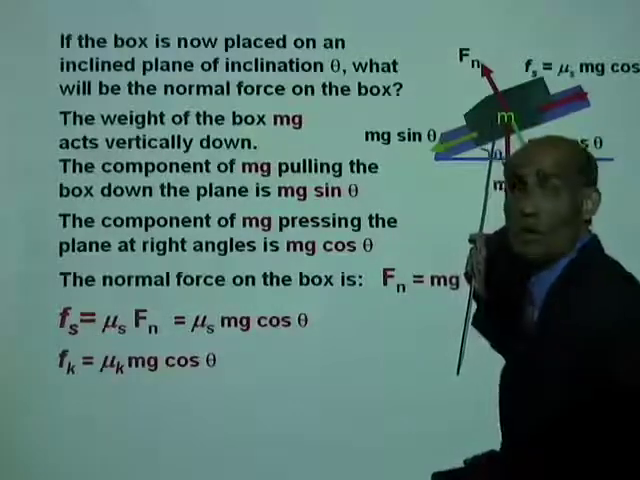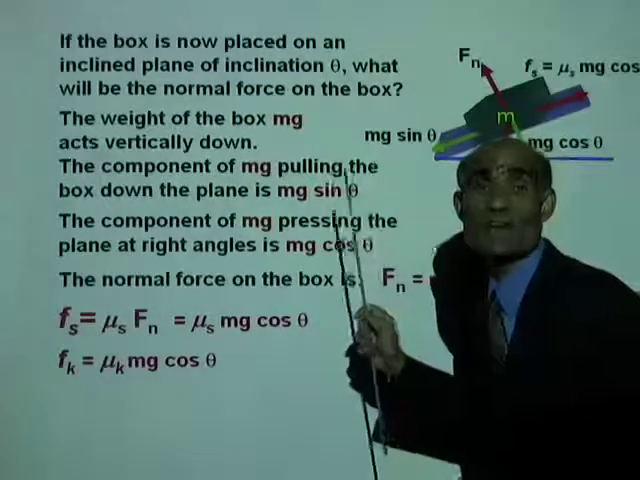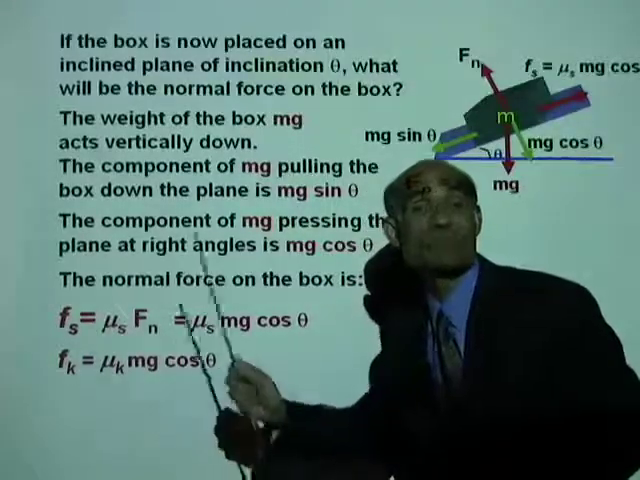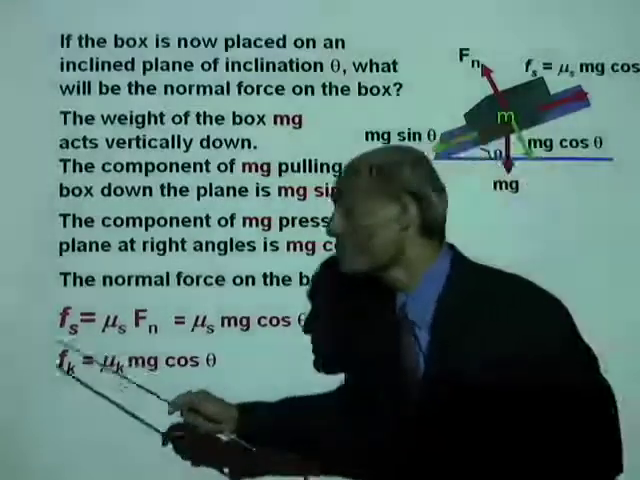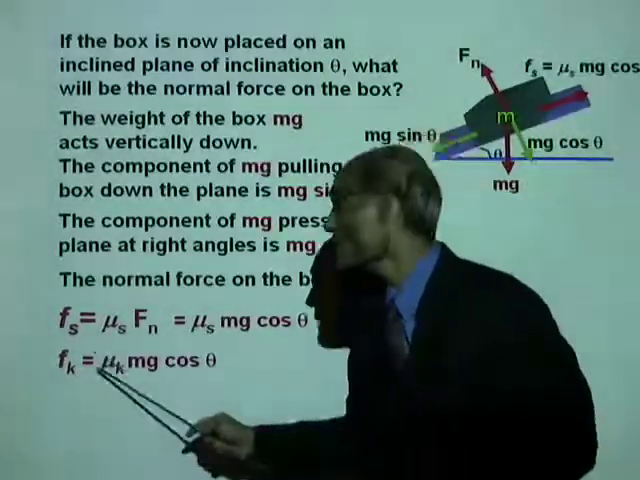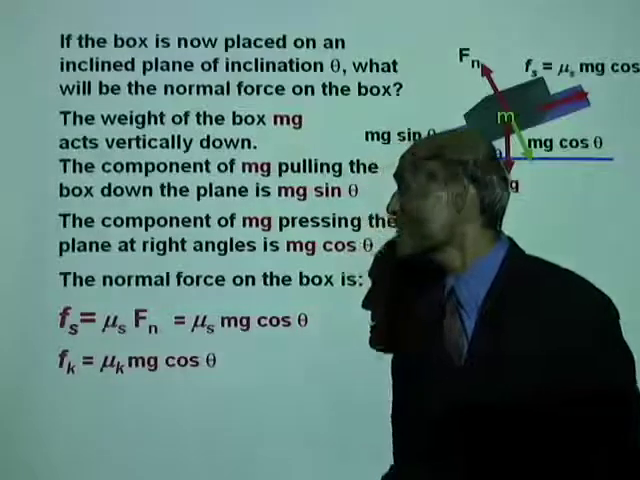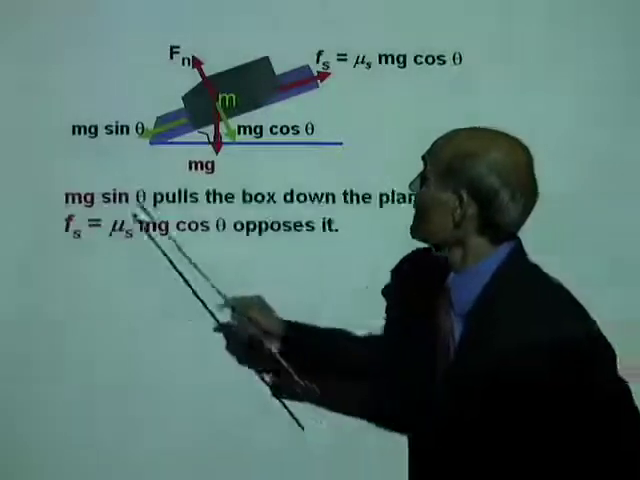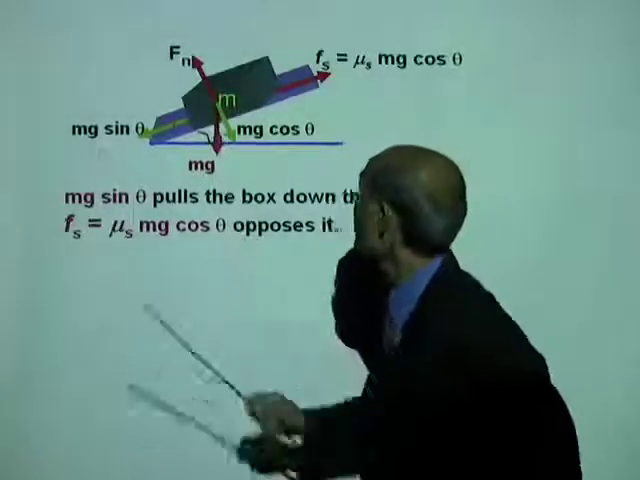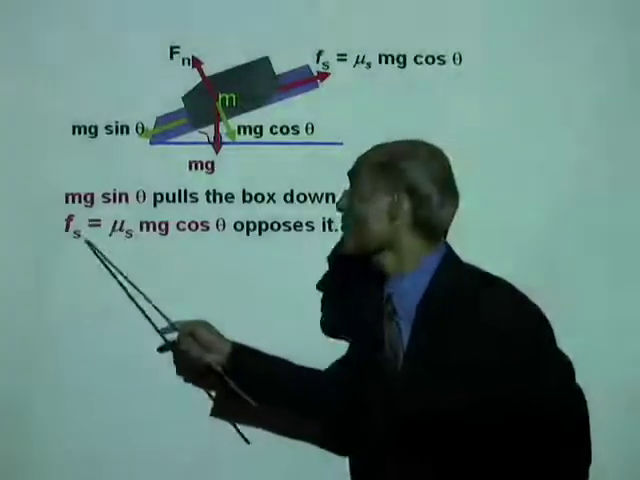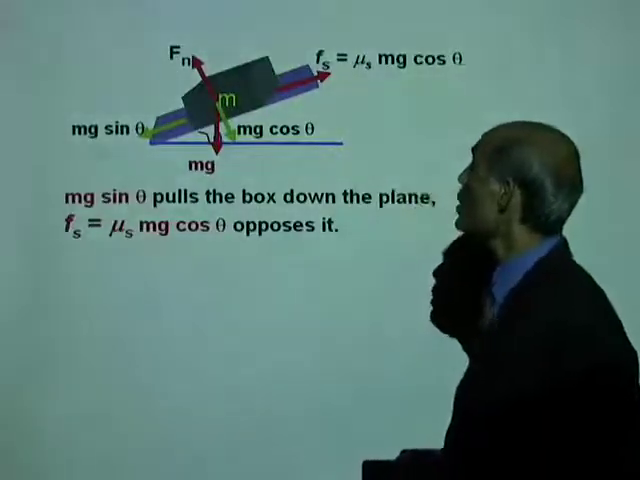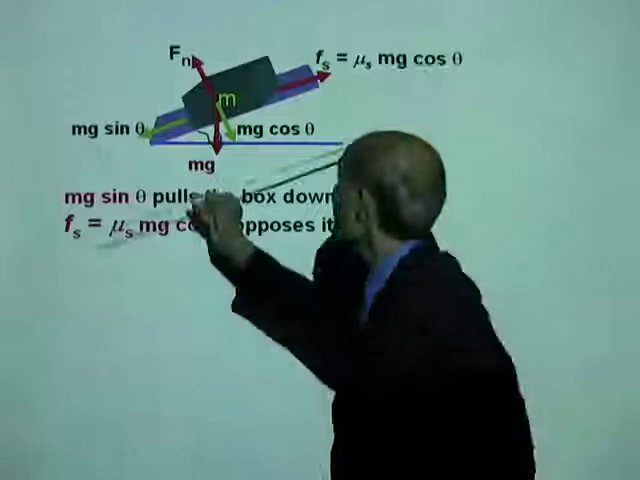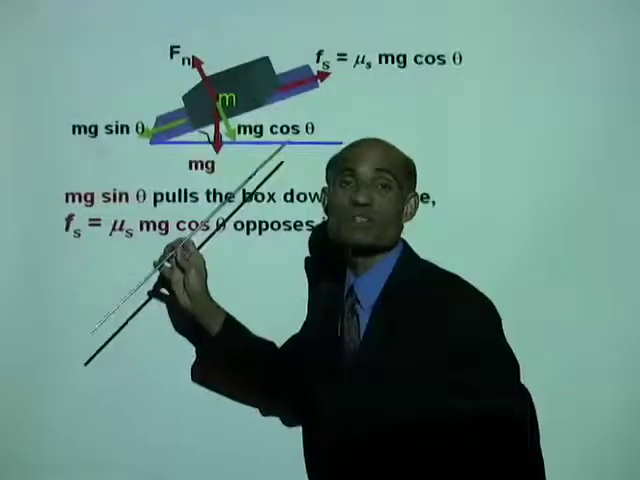Well, if the block is now moving on the inclined plane, the force of friction will no longer be the force of static friction, it will be the force of kinetic friction. And Fk equal to mu k mg cos theta. Well, mg sin theta pulls the box down the plane, and Fs equal to mu s mg cos theta opposes it. Now, what happens when you increase the angle of inclination?